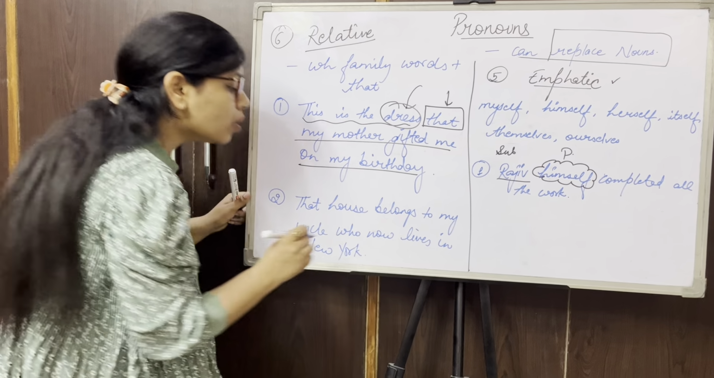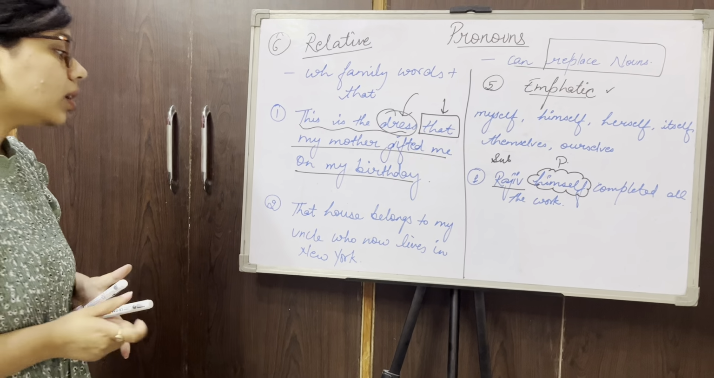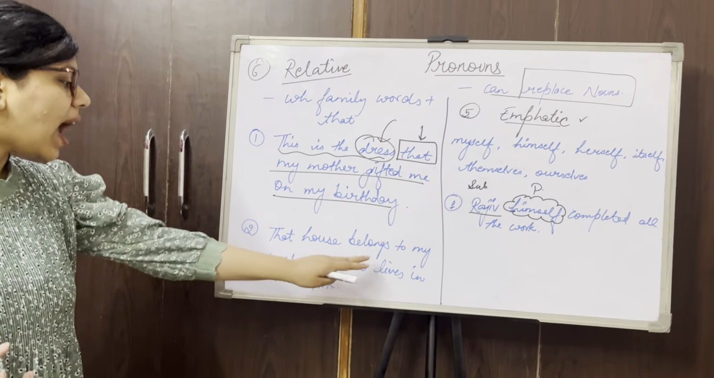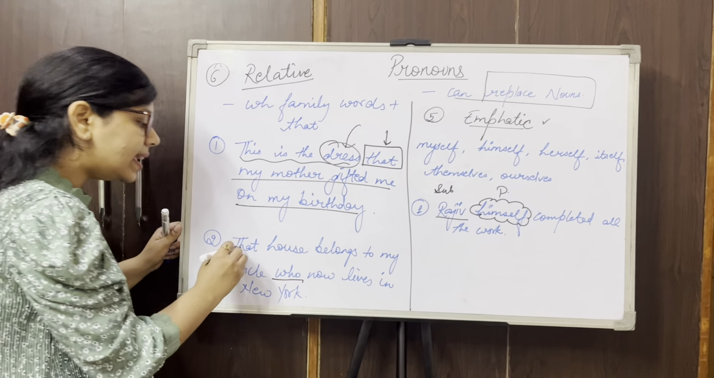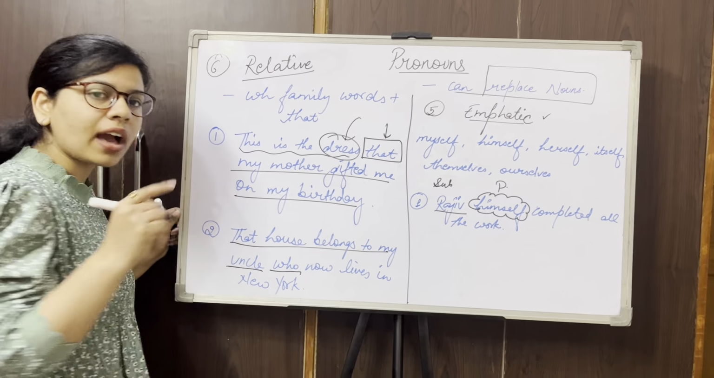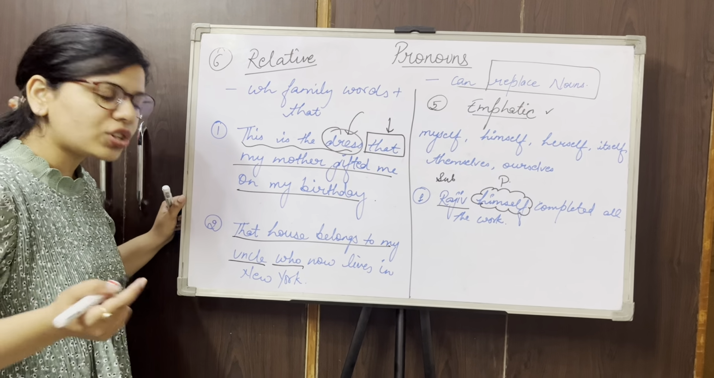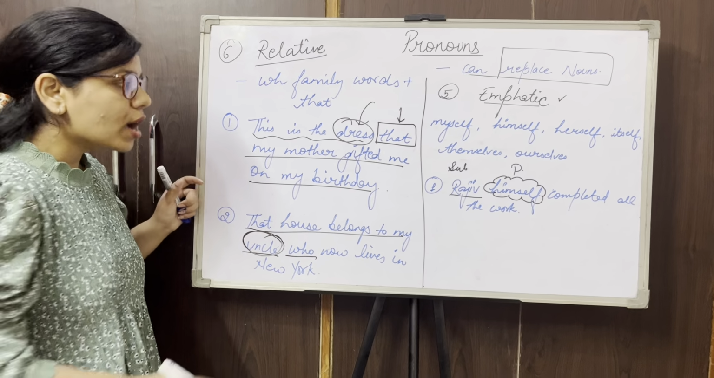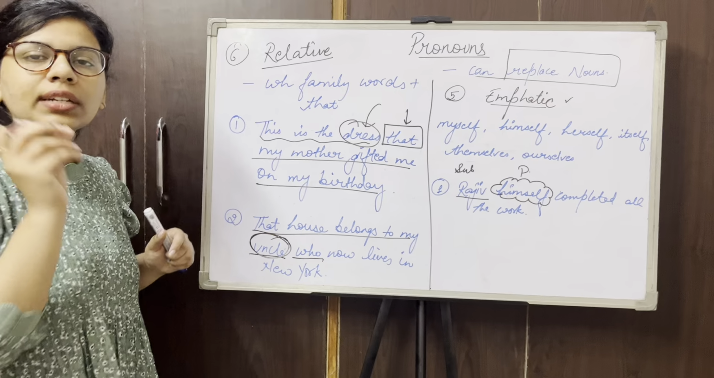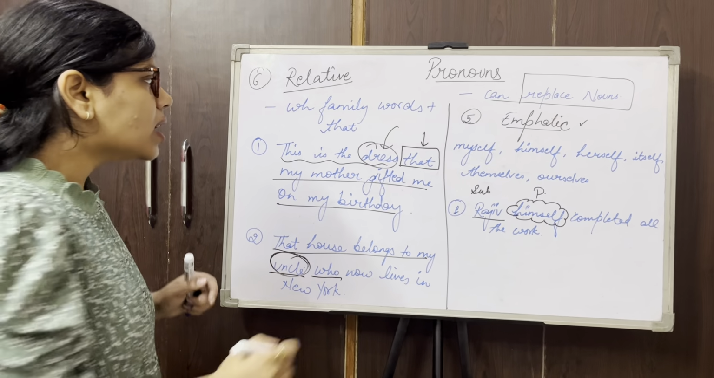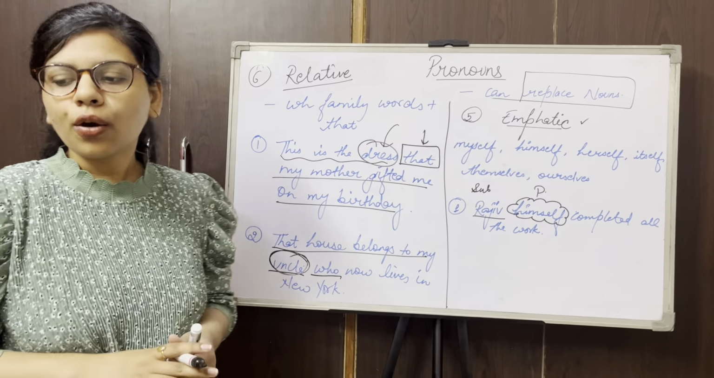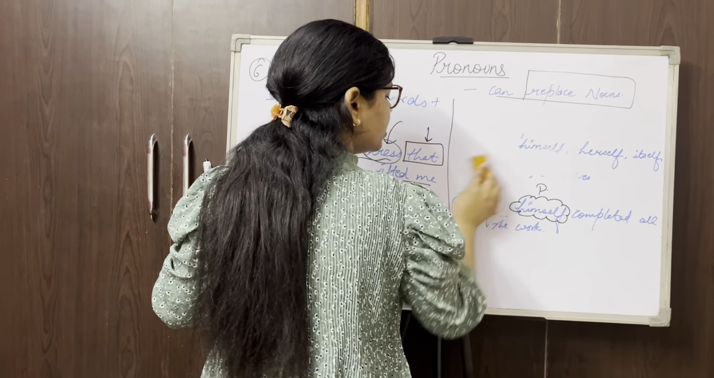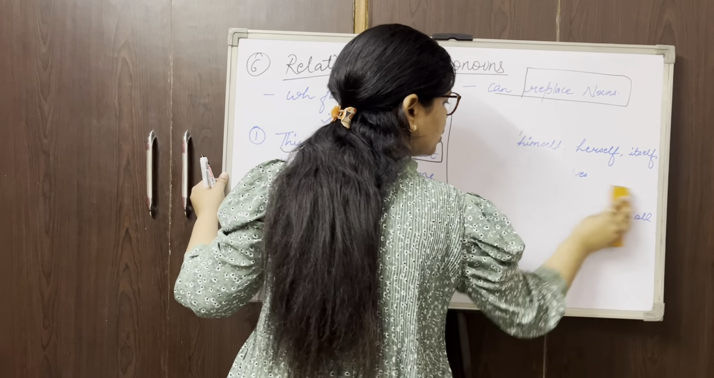Yeah? So, what is the pronoun here? That is who. And what is the sentence about? That house belongs to my uncle. ये हमारा एक part of the sentence है कि ये घर मेरे uncle का है. And what is the additional information? That my uncle now lives in New York. So, in relative pronouns, the WH family words or that come in the middle of the sentence. Whereas you all know that in interrogative sentences, these words occupy the very first position.